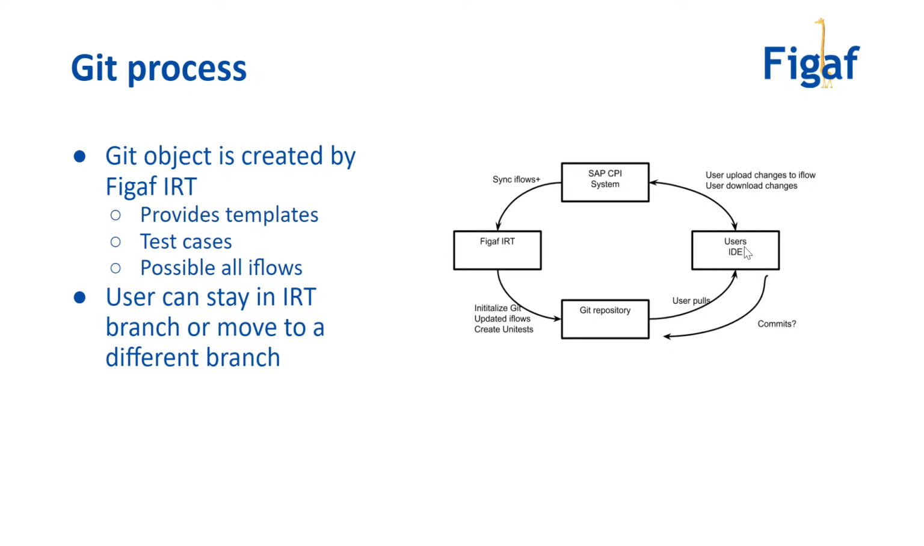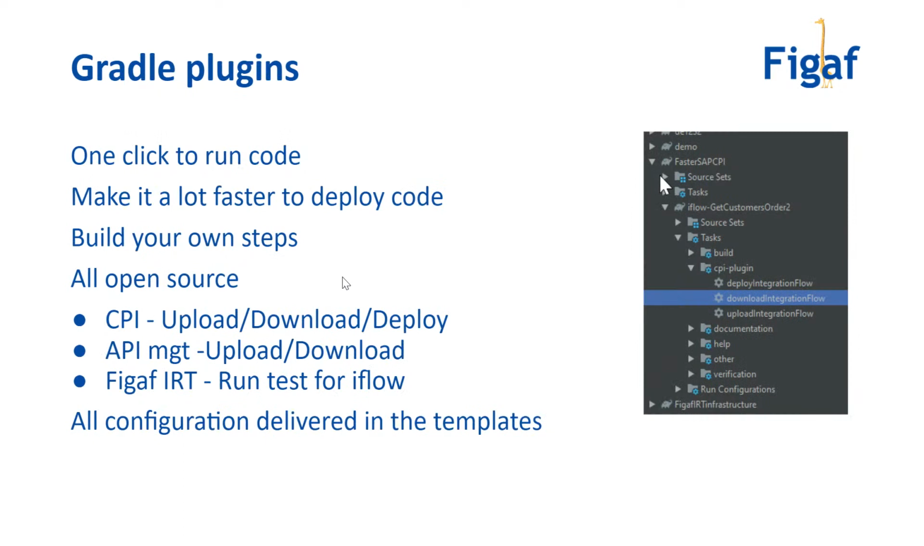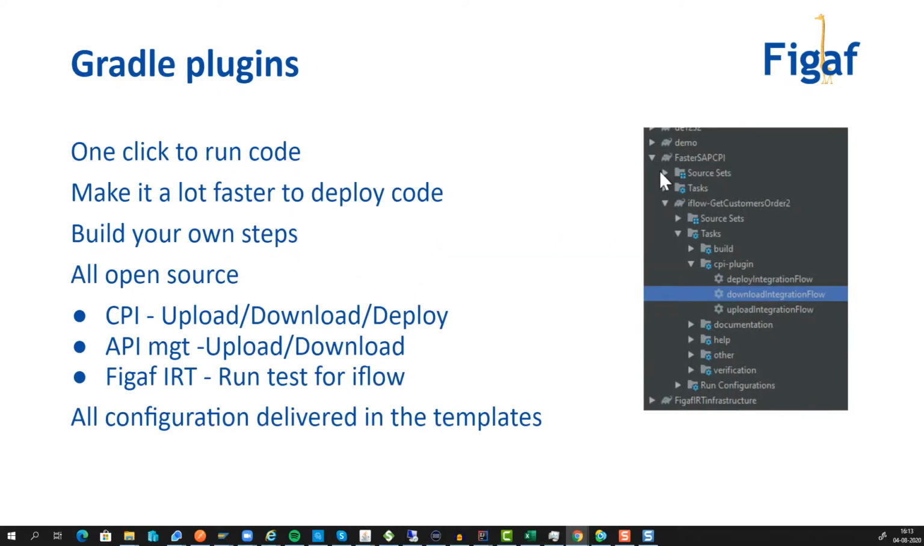The user can then interact directly with the CPI system via these Gradle plugins, or he can commit some things into the Git repository. That is, I guess, one of the challenges where you need to figure out what your processes are. We have some ideas about how you can also do this, but let's see. Then we have these Gradle plugins. They are open source and come pre-delivered with this Git repository, and they enable you to use these things directly. Good. So let's get started.